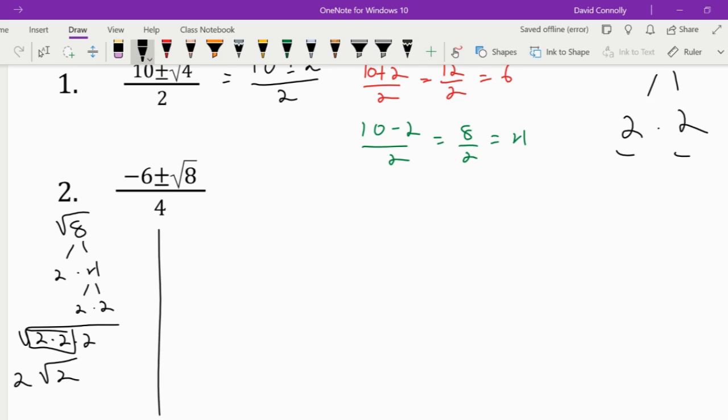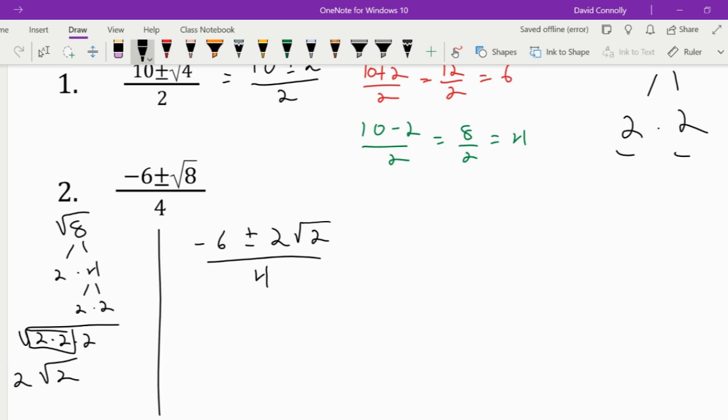And now all I'm going to do is go back to the original expression, and where there was a square root of 8, I'm just going to replace it with its simplified form, which is 2 square root of 2. So we get negative 6 plus or minus 2 square root of 2 over 4.